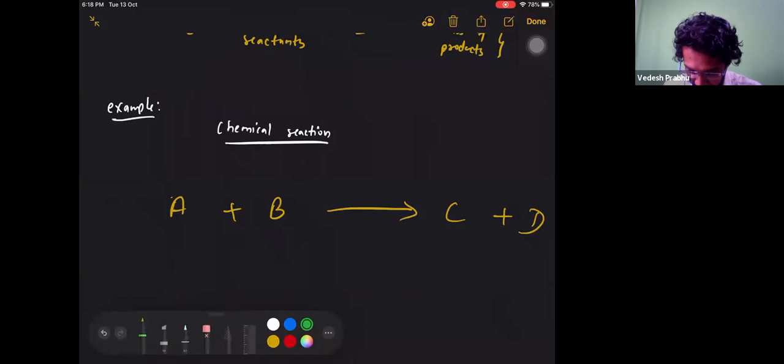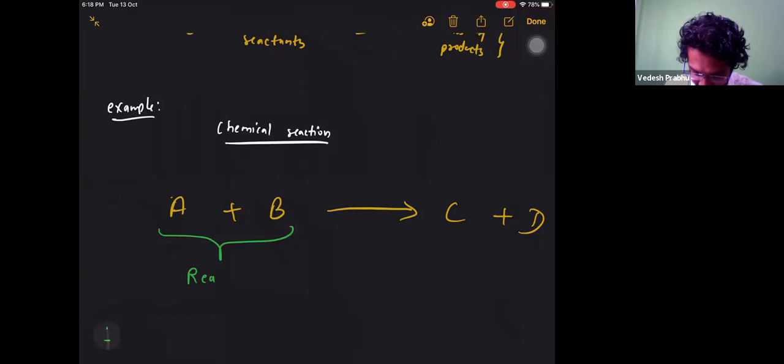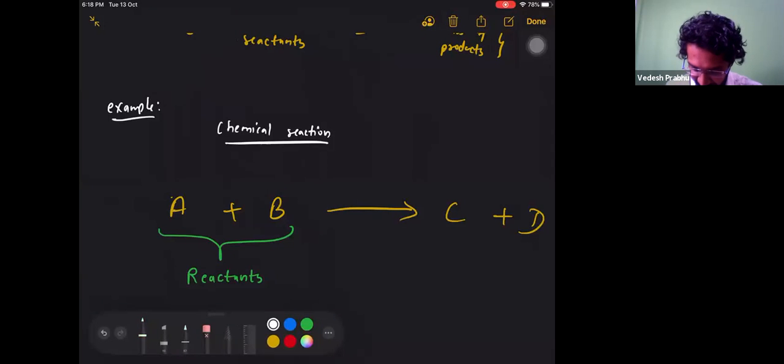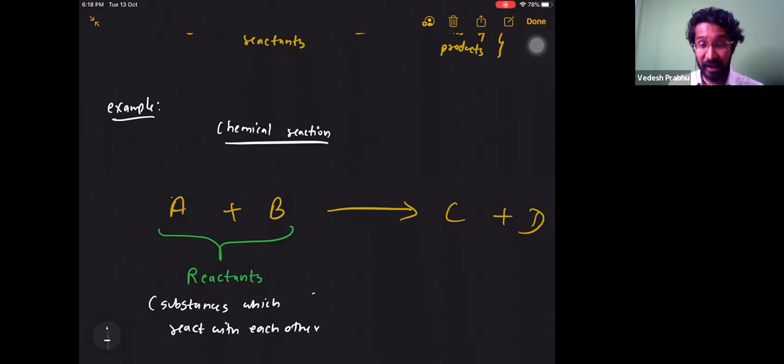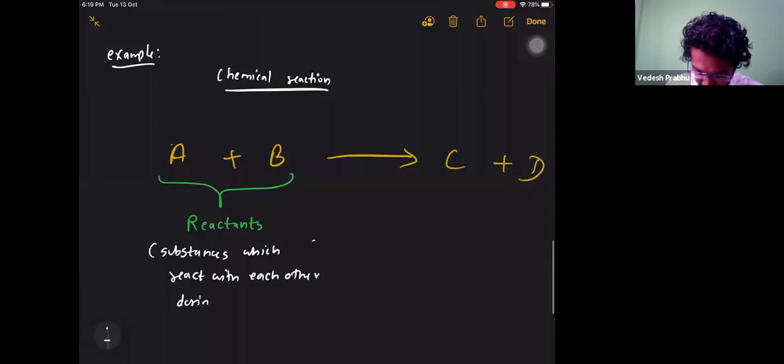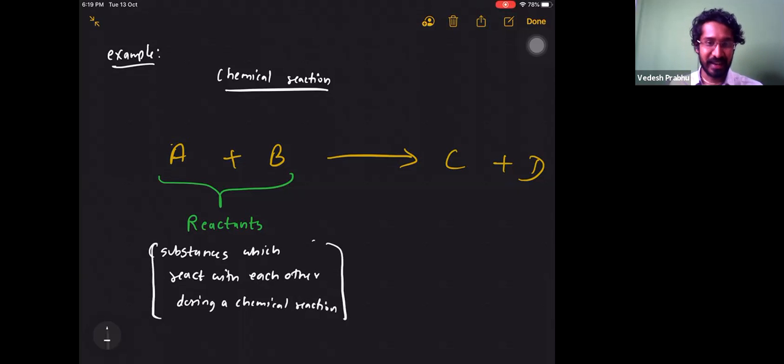We call this A plus B as reactants. So what are these reactants? These reactants are the substances which react with each other during a chemical reaction. The substances which react with each other during a chemical reaction, you call as reactants.